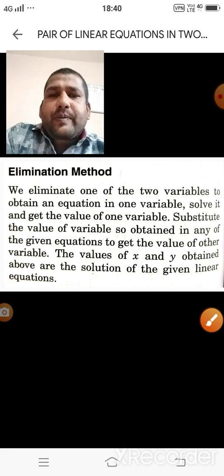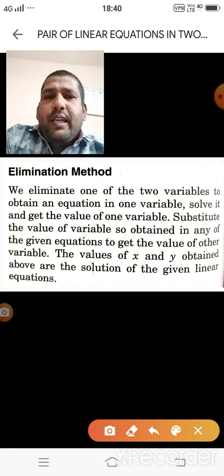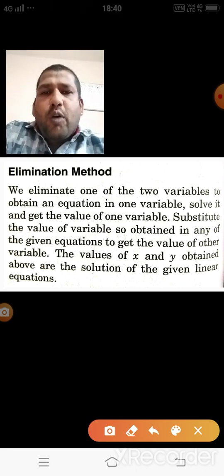Algebraically we are able to solve by three methods. Substitution we have done, and now in this presentation we are going to learn how to get the value of a variable by the elimination method. How will you eliminate, how will you reduce the equation to one variable to get the value of the other variable? We eliminate one of the two variables to obtain an equation in one variable, solve it and get the value of one variable.